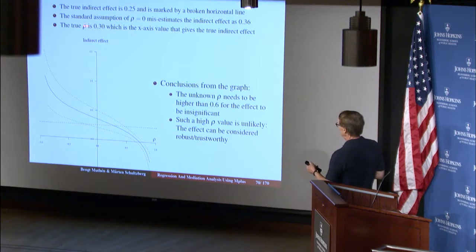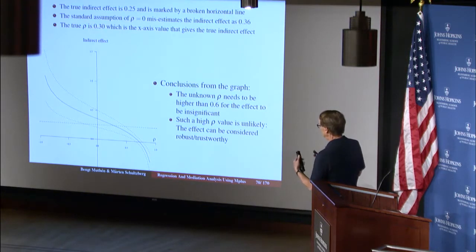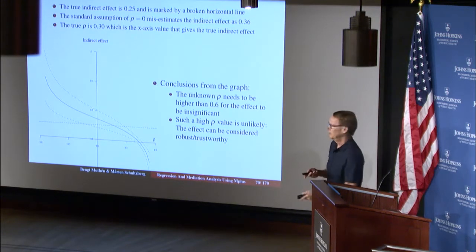The true rho is 0.30. So we generate data with true rho 0.30. And that is here. If you draw a line down to this, it hits the rho value 0.3. So that is, if you were fixing rho at its true value 0.3, you would get the right indirect effect value of 0.25. Are you following me?